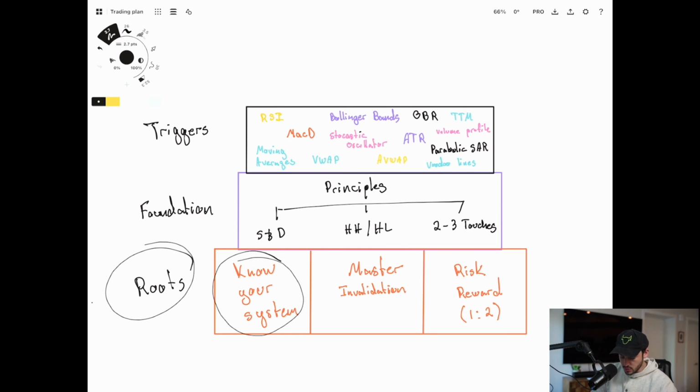Knowing your system is where it all begins. You got to know the weaknesses, the strengths, the statistics. You got to know where you dominate, where you don't dominate. If you're in a chop day, do you have an edge there? Do you not have an edge there? You got to know the intricacies and the idiosyncrasies of what you're using to capitalize on the market.